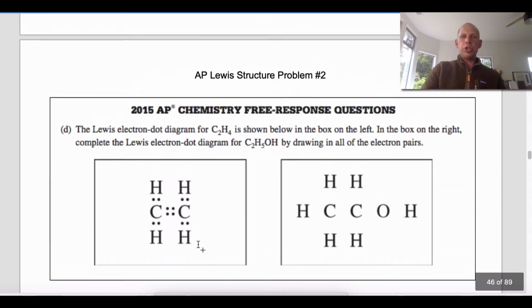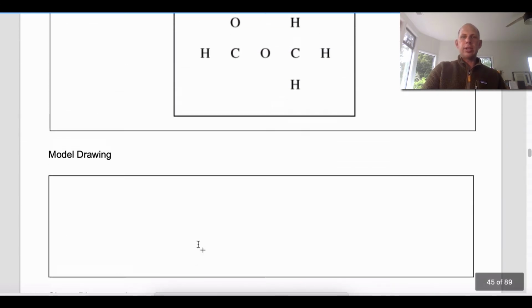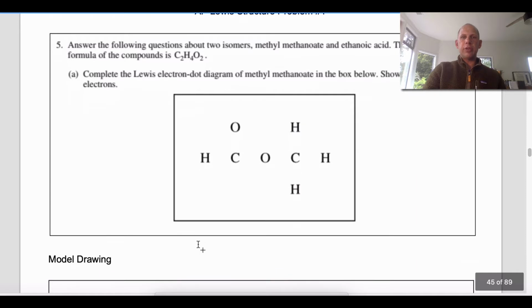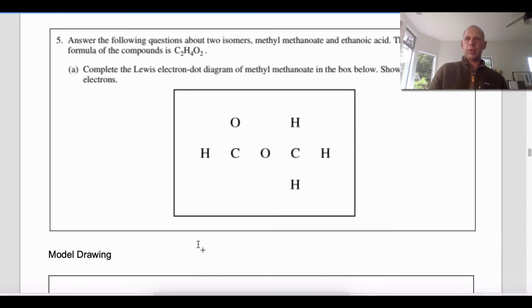Okay, so the first thing we're going to do is fill in the Lewis structure. This is not a problem. You guys can do this. There's a couple different ways of going about it. One way is to add everything up and do want minus have divided by 2. In this case, you'd get 8 bonds.